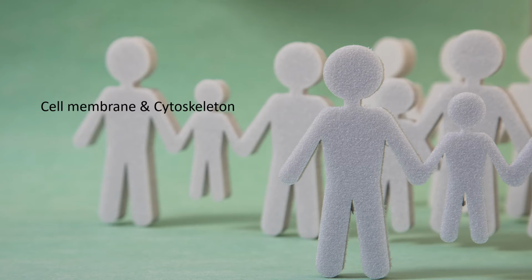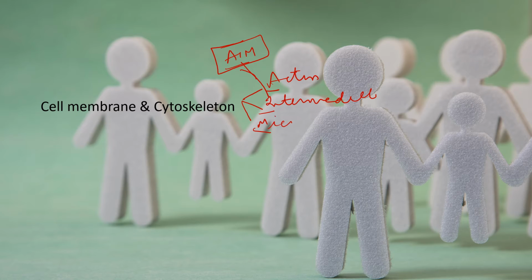Now a quick recap. You have your cell membrane with their cytoskeleton, and the cytoskeleton is made up of proteins. You can remember it as AIM. The mnemonic is AIM. A for actin microfilaments, I for intermediate filaments, and M for microtubules. So your cytoskeleton is made up of these proteins.